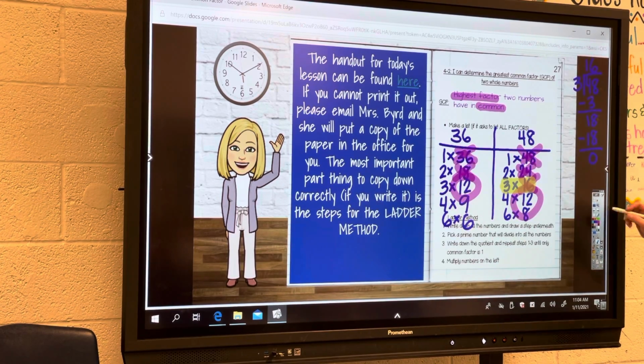So there's another way. The other way is using the ladder method. And the reason it's called the ladder method is because it looks like rungs on a ladder when you get finished. Okay?